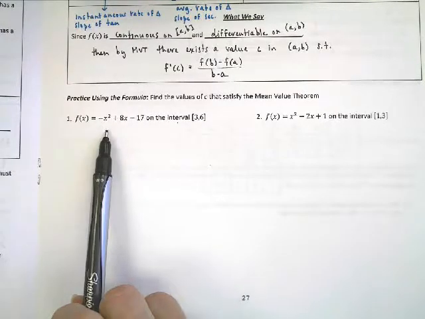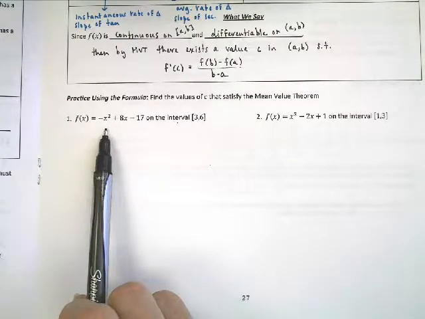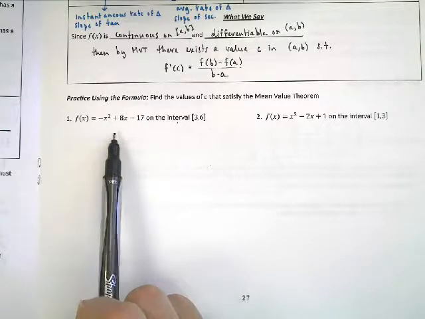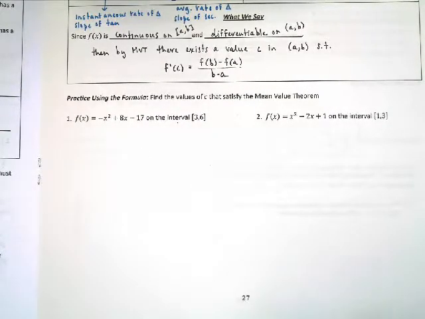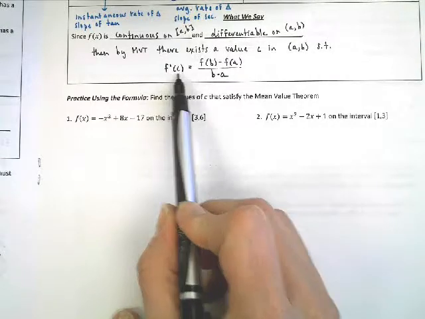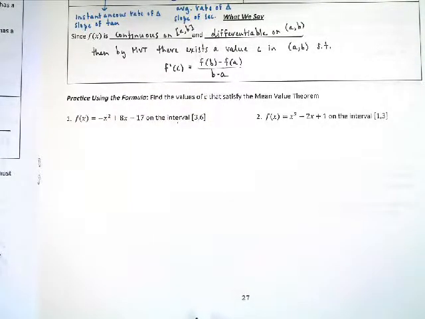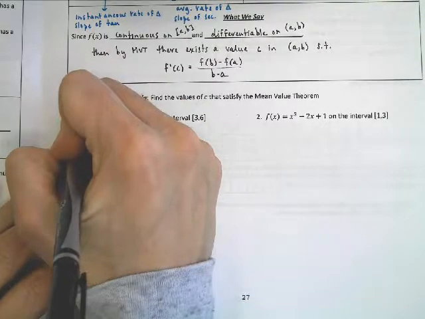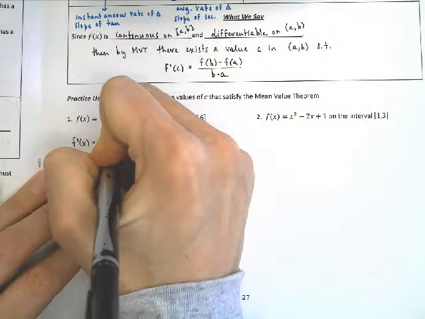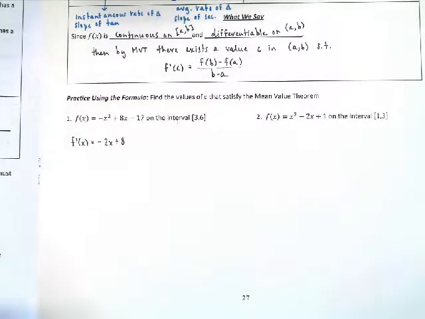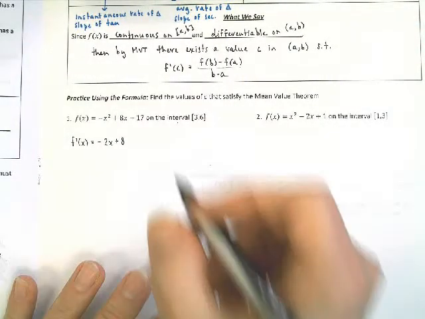So first thing I need to check is my function here. Since this is just a quadratic, I know that it's going to be continuous and differentiable. So I've been sure to check the conditions first of the theorem. So now I need to do the math to find this value to see where this happens. So let's go ahead and do some calculations. The first thing I know is that f prime of x, my derivative, is negative 2x plus 8. So that's going to be one piece of this.